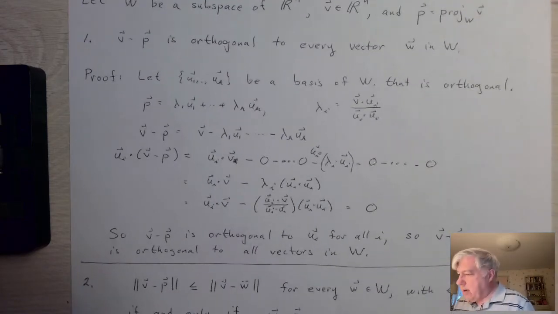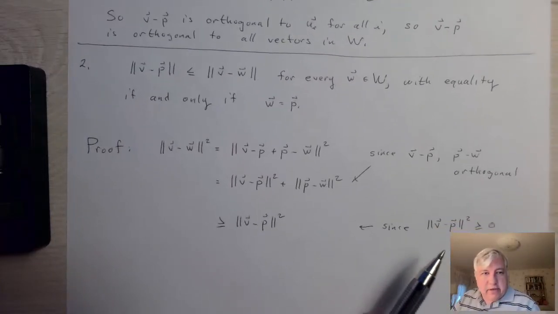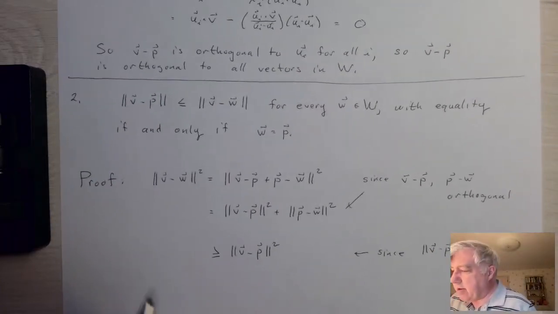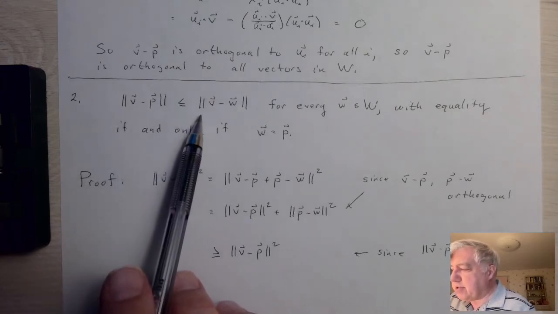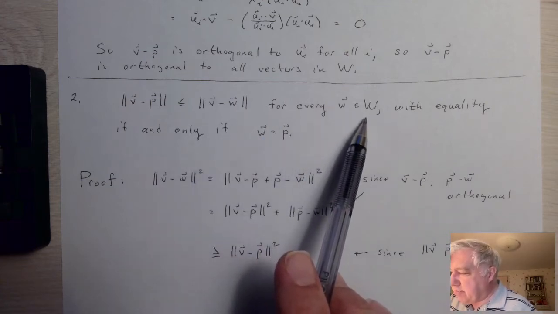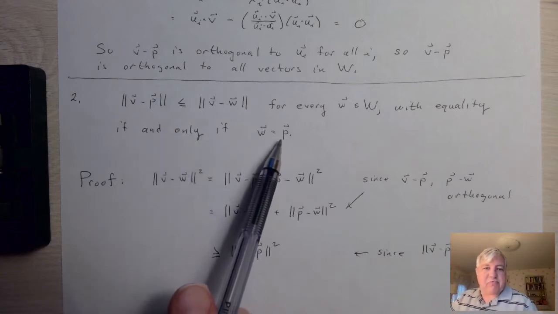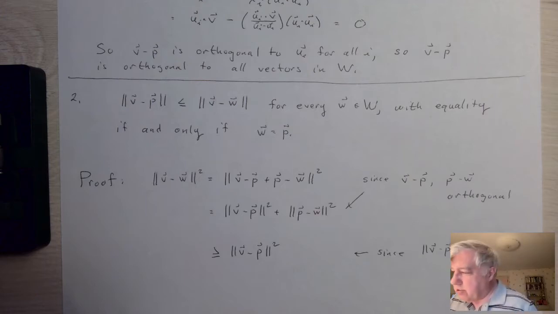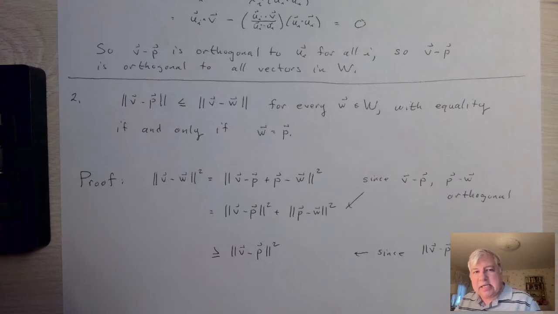The next thing, which answers what we were talking about before, is that the distance between V and P is less than or equal to the distance between V and w for any vector w in big W, and we only get equality if w is in fact the projection vector P. So this answers the fact that P is the vector in big W that is closest to V.